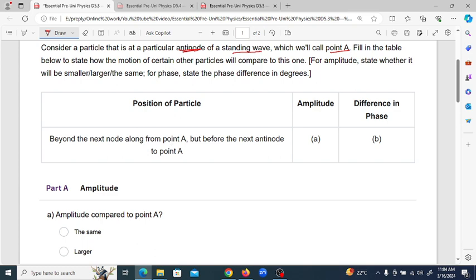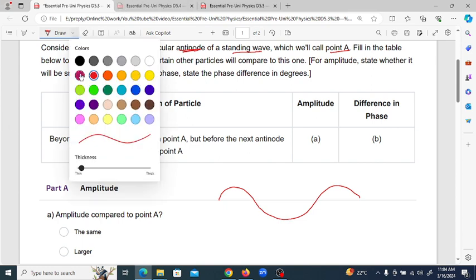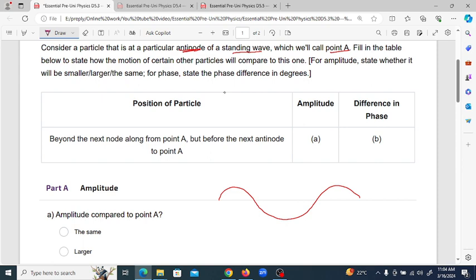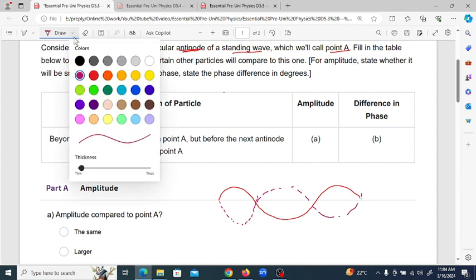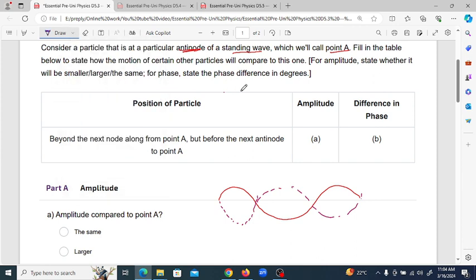So let me first draw the stationary wave. This is a kind of stationary wave, and two waves that are moving in opposite directions form a stationary wave. The other wave is this way. Okay, this is the stationary wave. Now the question asks us, for example, we have a certain antinode, this point is antinode A.